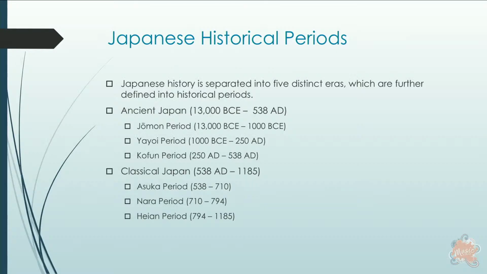Before we can fully delve into the nitty-gritty, we need to first set up a couple of terms and define some eras of Japanese history. Japanese history is divided into 5 distinct eras, which are then further subdivided into different periods. We have ancient Japan from 13,000 BC to 538 AD. The defining factor of this period is that it was largely hunting and gathering. There wasn't really an agricultural system set up yet until around the end of the Kofun period. So the Jomon period, 13,000 BCE to 1000 BCE, the Yayoi period, where we see settlers from mainland China arrive in Japan, and the Kofun period, where we start to set up a little bit more agriculture.